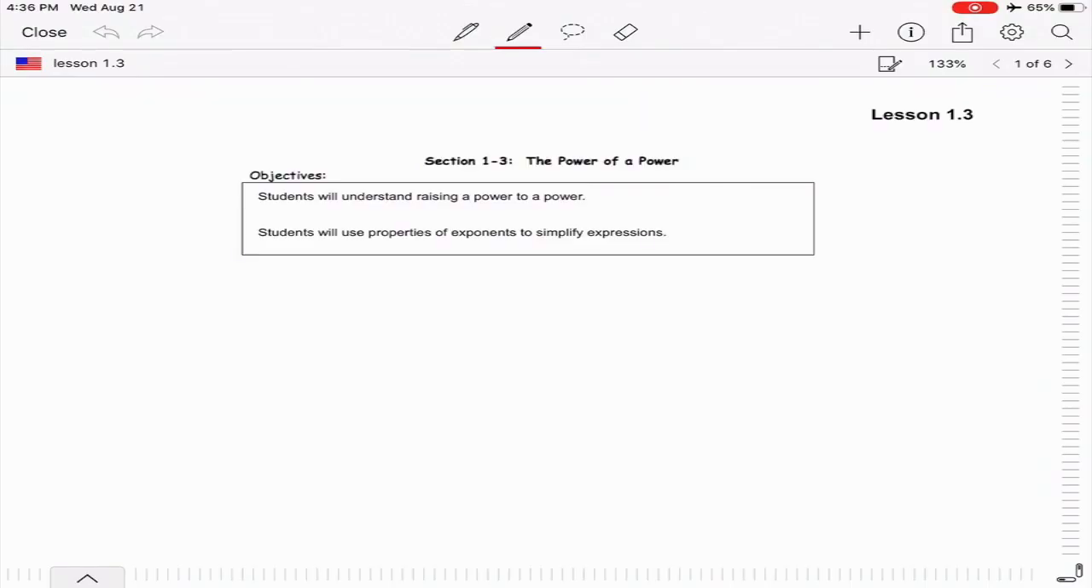The power of a power. It just means when you have an exponent that's on top of an exponent. So let's just say it was like x to the second power to the third power. Please understand, this is different.